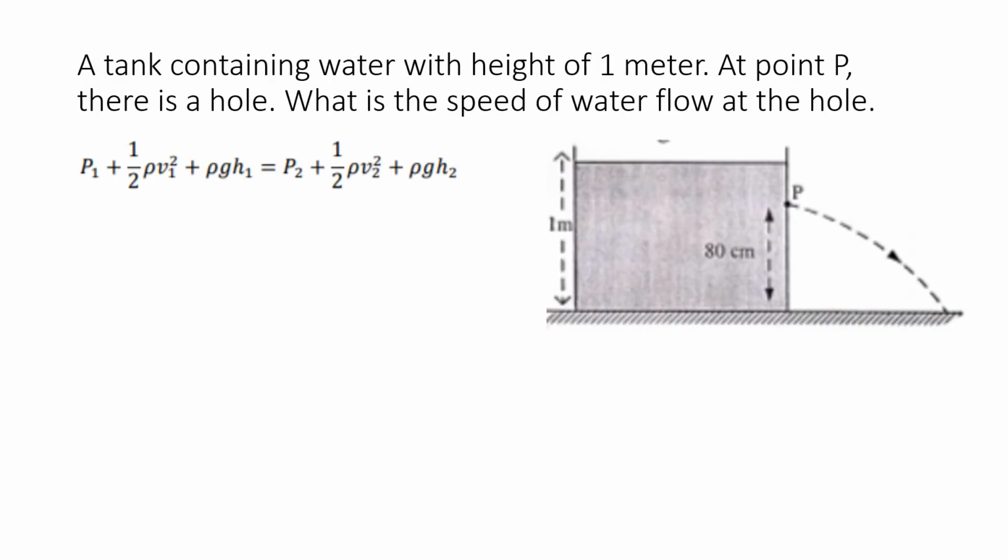Okay, so for each one of these, I printed the Bernoulli equation, one, so I don't have to write it, and two, because it's all coming from here. All right, so we have a tank containing water with a height of 1 meter at point P right there. There is a hole. What is the speed of the water flow at the hole? Okay, so I like to approach it from Bernoulli. The pressure is going to be constant the whole time. This guy isn't going to be moving, really. I mean, yeah, a little bit, but not much that we care about. And I'm going to figure out the change in height.